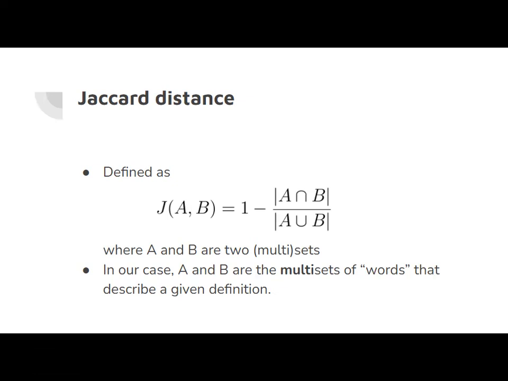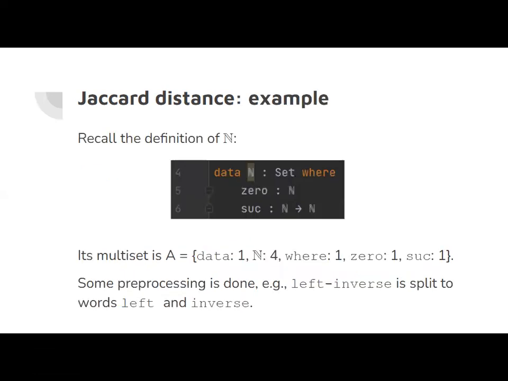And in our case, how do we convert a definition into a set of words? Well, actually, we have multisets, and if we just take the raw source code, then the multiset that belongs to the definition of natural numbers would be as follows. It says that, okay, data appears once, symbol n appears four times, 1, 2, 3, 4, symbol where appears once, zero appears once, and successor appears once. And I skipped this set because I wanted to fit in one line.